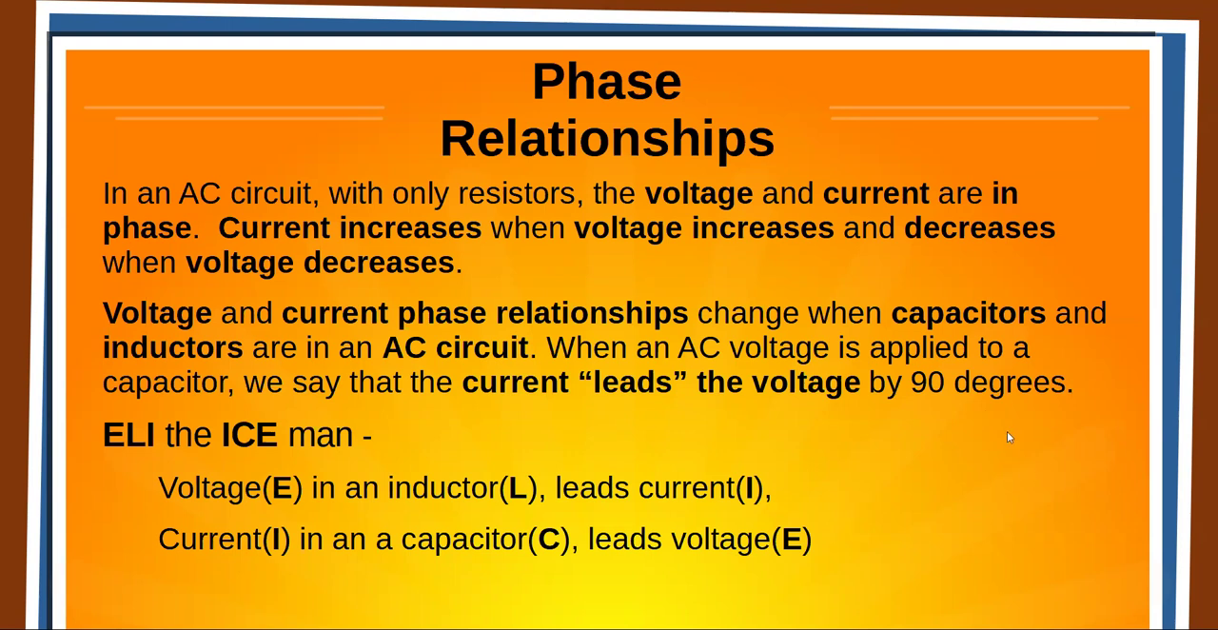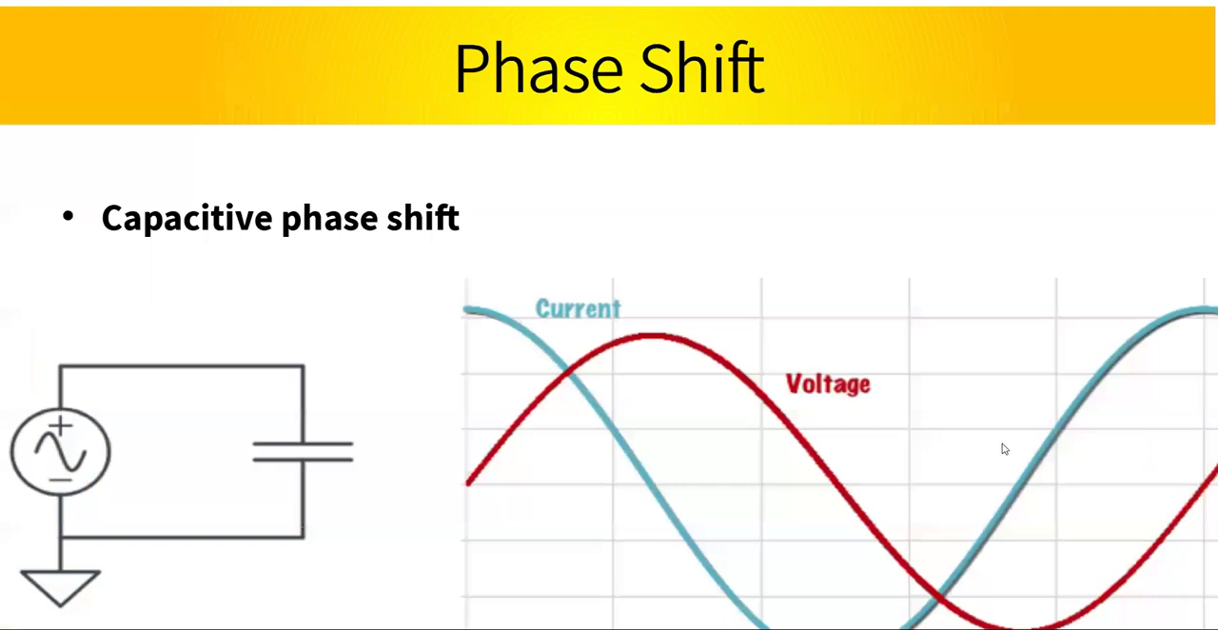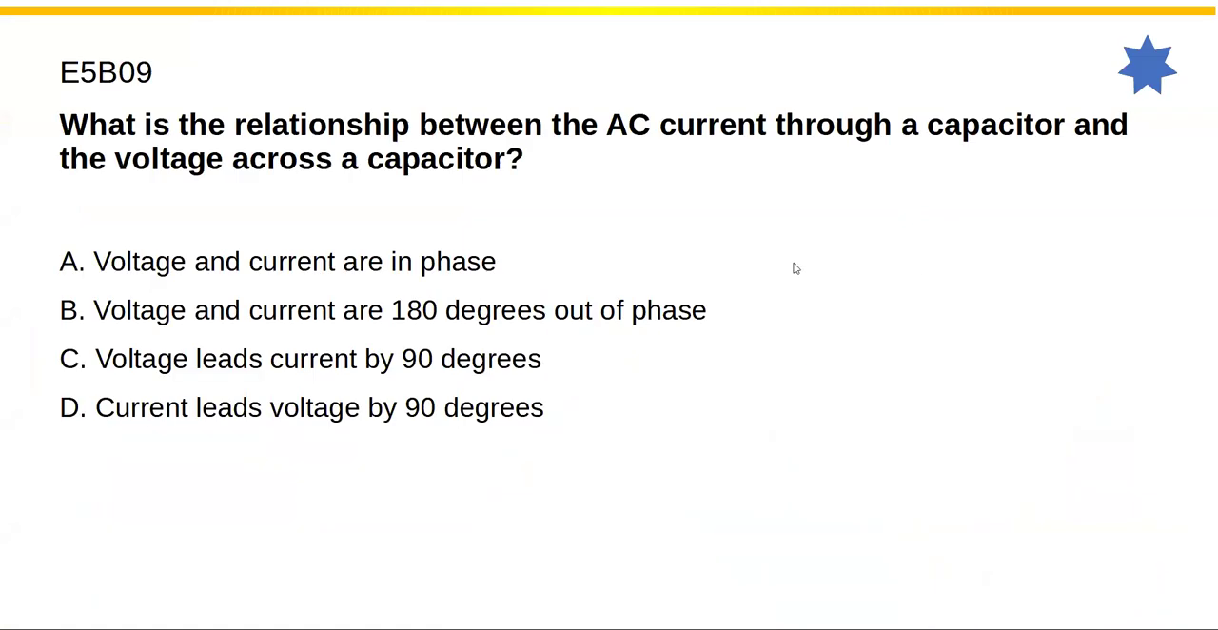So the voltage in an inductor leads the current. The current in a capacitor leads the voltage. And this is just the way they work. It's the laws of physics. The reason is you're getting either a positive or negative phase shift, depending on whether it's an inductor or a capacitor. So what's the relationship between the AC current through a capacitor and the voltage across the capacitor? So the relationship between the voltage and current in a capacitor.